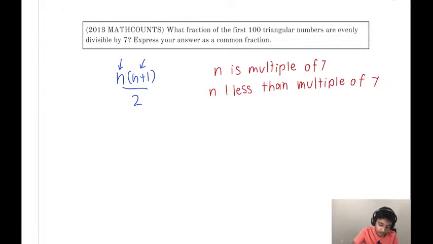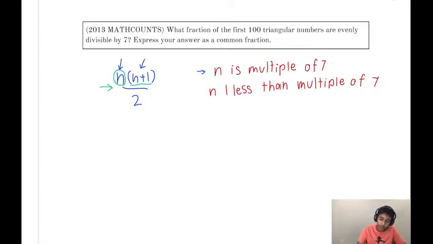So either n will be a multiple of 7, and if n plus 1 is a multiple of 7, that means n will have to be 1 less than a multiple of 7. Because if n is 1 less than a multiple of 7, when we add 1 to it, it becomes a multiple of 7. So as you can see here, the only time this will be a multiple of 7 is if n is a multiple of 7 or n plus 1 is a multiple of 7, because there's no other way for this expression to have a factor of 7 in it.